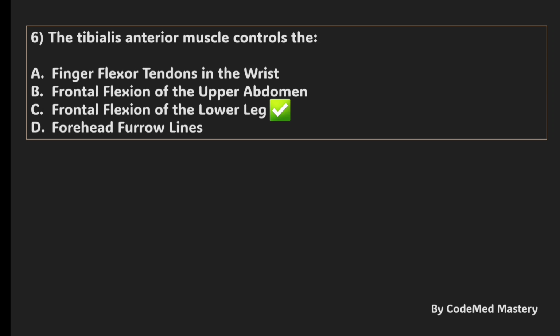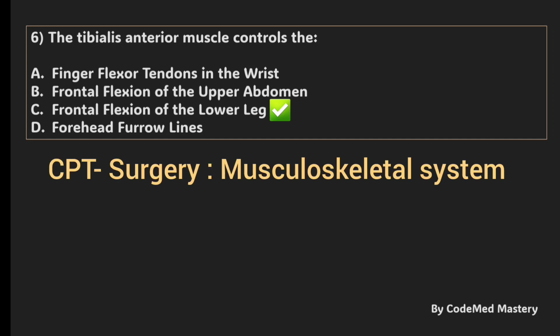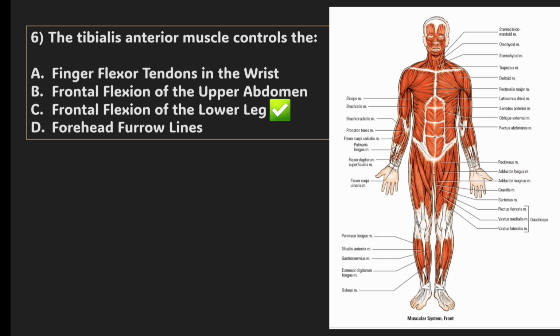The term tibialis refers to the tibia muscle that is located in the lower leg. The term anterior refers to the front of the body. If you don't know the answer, you can find it in your CPT manual, Surgery Musculoskeletal System, page number 125. There's a diagram representing the muscular system, front. In that you can find the tibialis anterior muscle. So that is in the lower leg. Therefore, you can mark the answer as C. Okay? Let us move on to the next question.